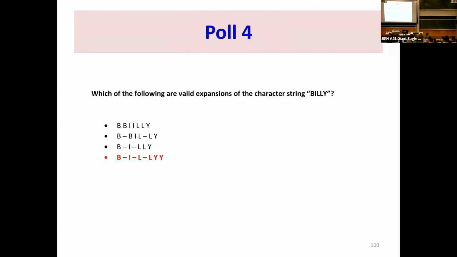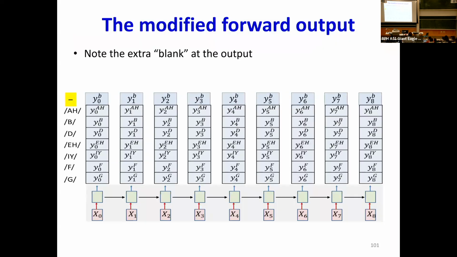Because if you collapse all the repetitions and make the blanks disappear, that's the one that becomes Billy. So when I actually perform my inference with my model, that blank is going to be part of my vocabulary. I'm going to compute probabilities for every single symbol, including the blank. And this is what I will use for inference.